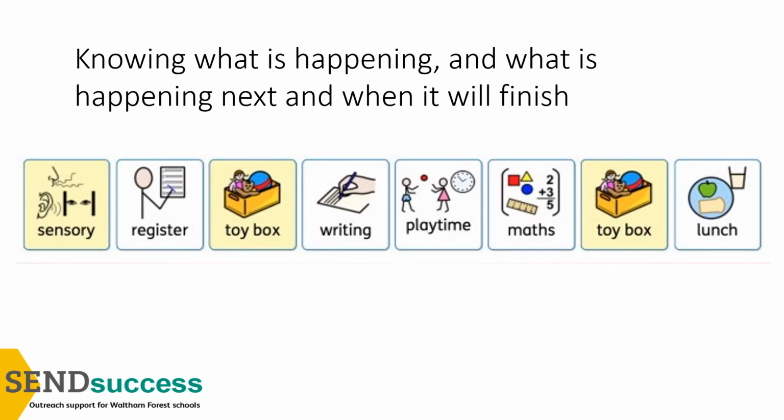So why use visual support? Here's a first example. Visual support, in this case a visual timetable, can help an autistic child know what is happening, what the expectations are, what's happening next, and when it will finish. When will they be done with work? When will they get access to their special interests? When will they get choosing time? When will it be lunchtime? When do they get to go home? And of course, providing this structure, this predictability can really help lower anxiety levels.